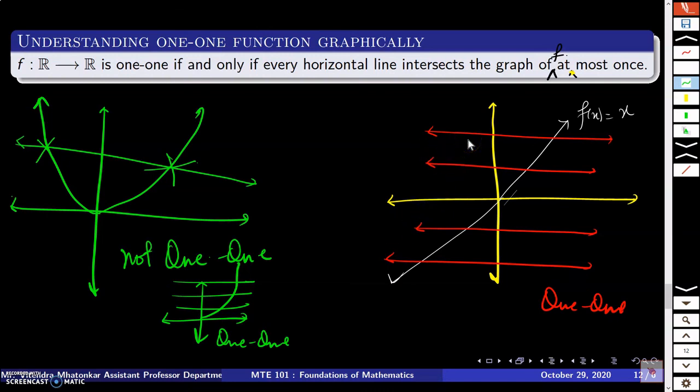So using graphs also, looking at the graph of a function, you can decide whether a function is 1-1 or not. Okay, so I will end this session here, and in the next session I will talk about onto functions or surjective functions.